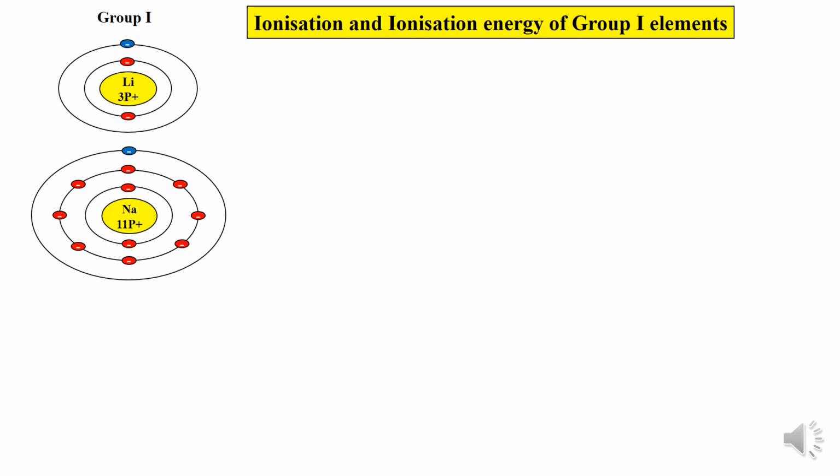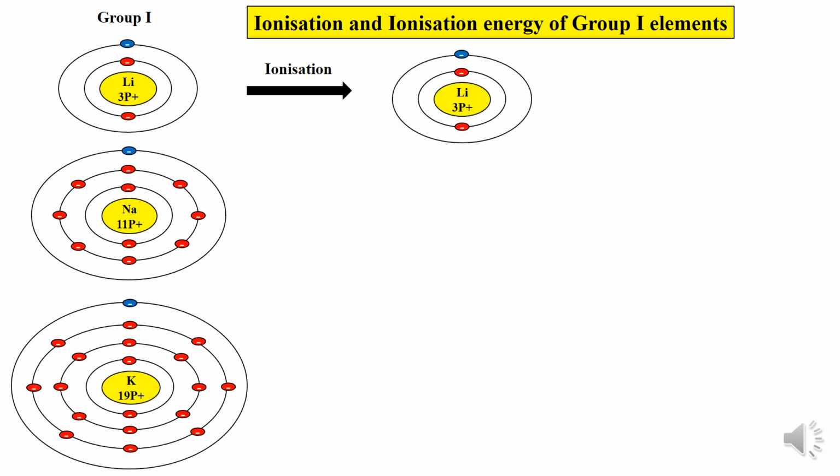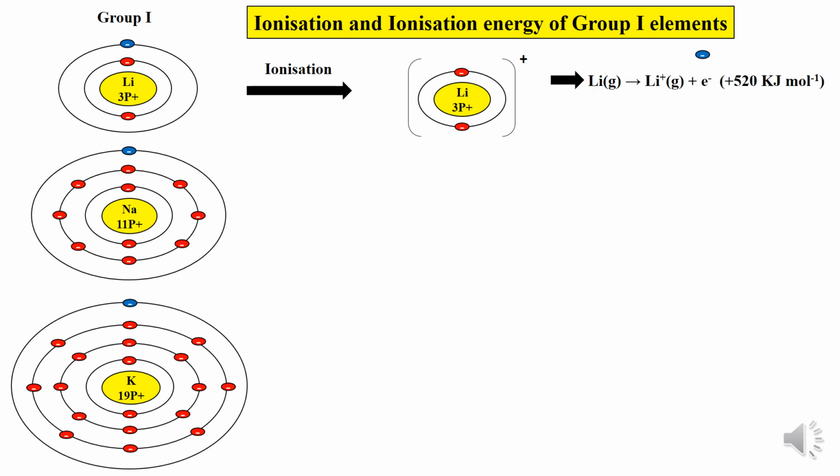First, let me discuss the ionization energy trend of group 1 elements. I picked 3 elements for explanation: lithium, sodium and potassium. Lithium, sodium, potassium are group 1 elements with only one valence electron in their outermost shell. When lithium undergoes ionization, it loses its outermost valence electron, forms a lithium ion, and 520 kilojoules per mole of energy is required to remove the outermost valence electron.